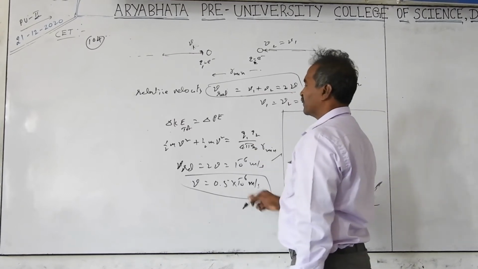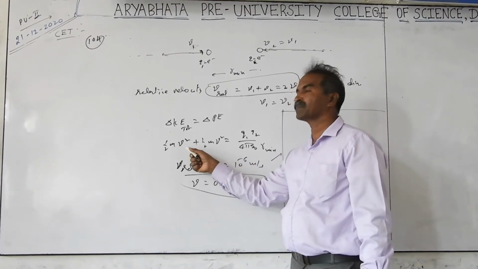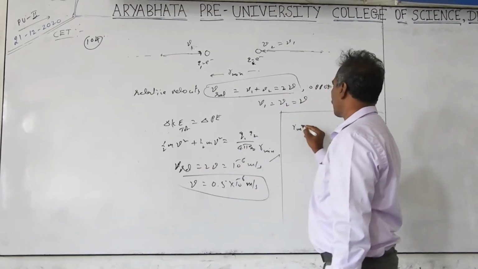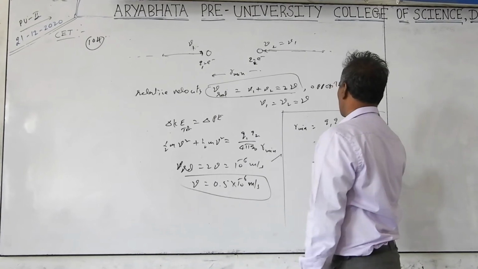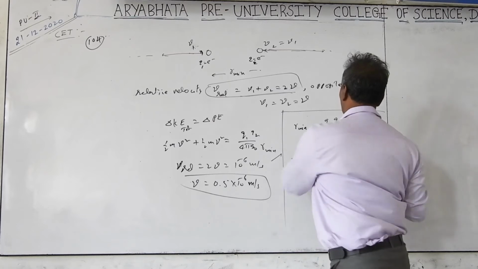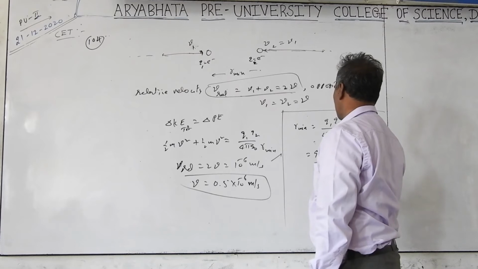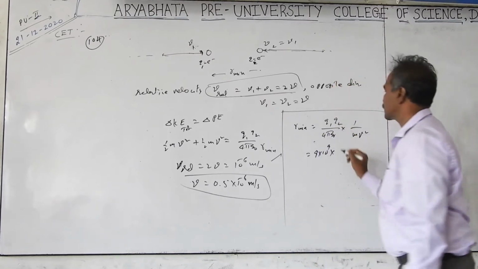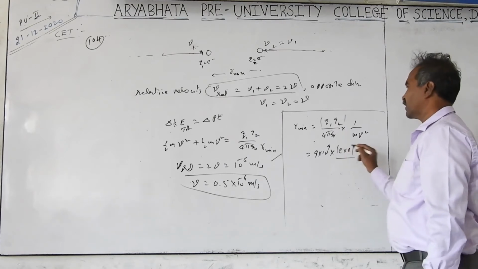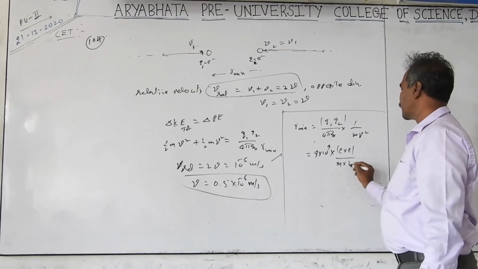We want R minimum. The kinetic energy becomes 2 times half mv square, which is only mv square. So R minimum is equal to Q1 Q2 by 4 pi epsilon naught into mv square. 1 by 4 pi epsilon naught is 9 into 10 to the power of 9. For the charges, you take only the magnitudes, that means e into e, with the mass of the electron and the speed of the electron.